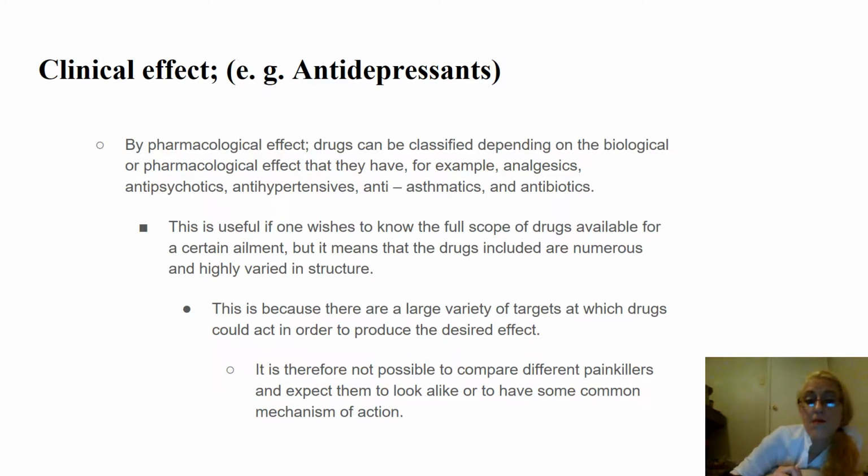This is useful if one wishes to know the full scope of drugs available for a certain ailment, but it also means that the drugs included are numerous and highly varied in structure. This is because there are a large variety of targets at which drugs could act in order to produce the desired effect, and it is therefore not possible to compare different painkillers, for example, and expect them to look alike or have some sort of common mechanism of action.